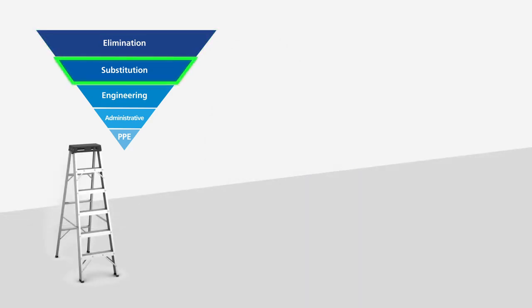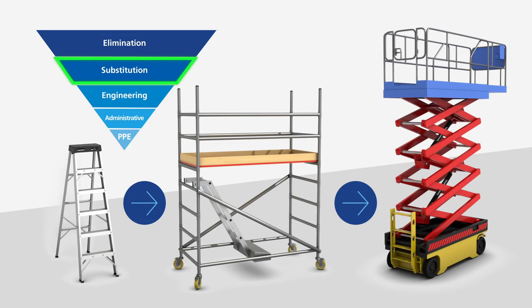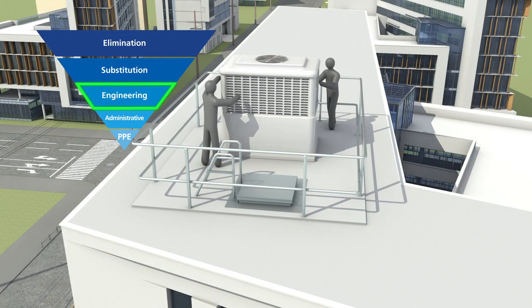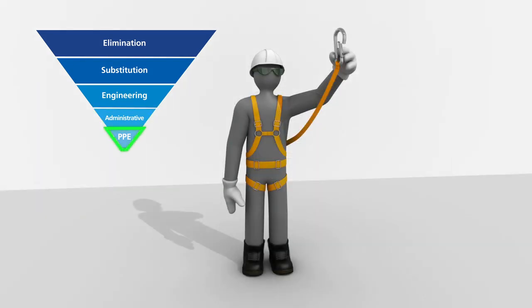To substitution, which involves replacing the hazard with one that presents a lower risk, followed by engineering controls, which requires structural changes like erecting barriers. Administrative controls cover work methods or procedures that are designed to minimize exposure to a hazard. And finally, using suitable and fitted personal protective equipment.